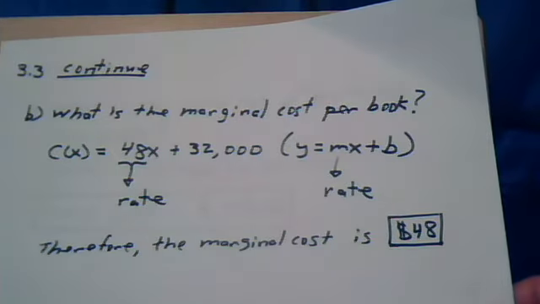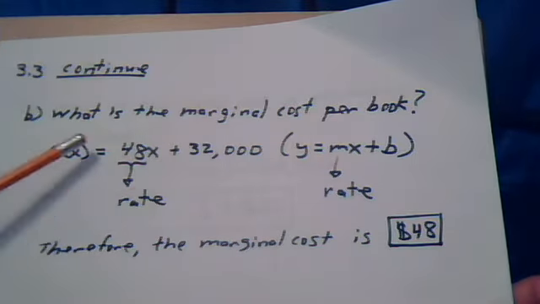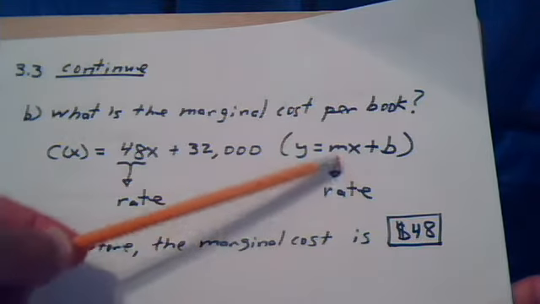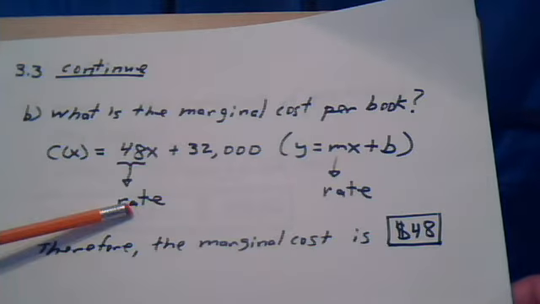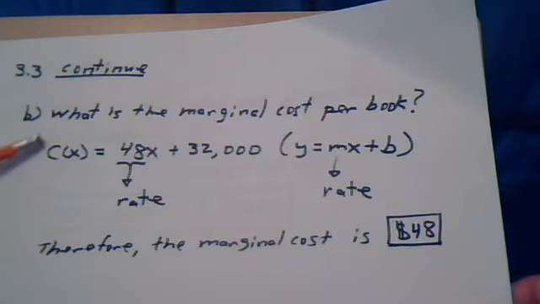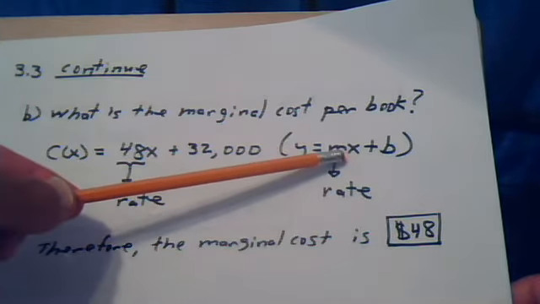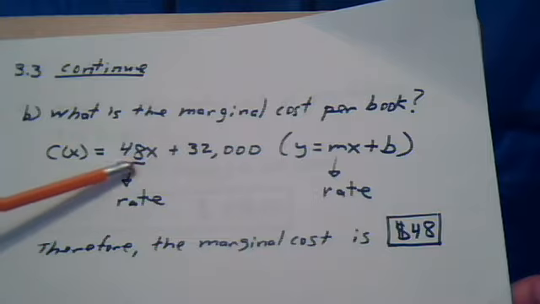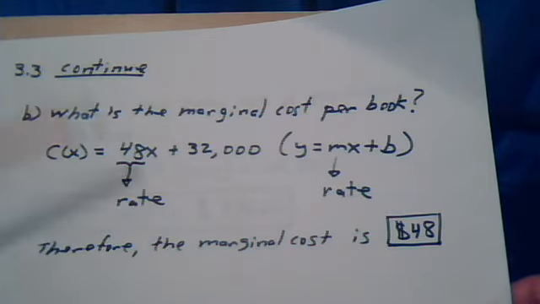B, what is the marginal cost per book? Well, the marginal cost, this is an equation of a line, by the way. It's y equals mx plus b. Is carried by the m. So the number next to the x, after you have the cost variable all by itself, in other words, if you have the y all by itself, this would be the slope. This one would be the rate, and that's the marginal cost.